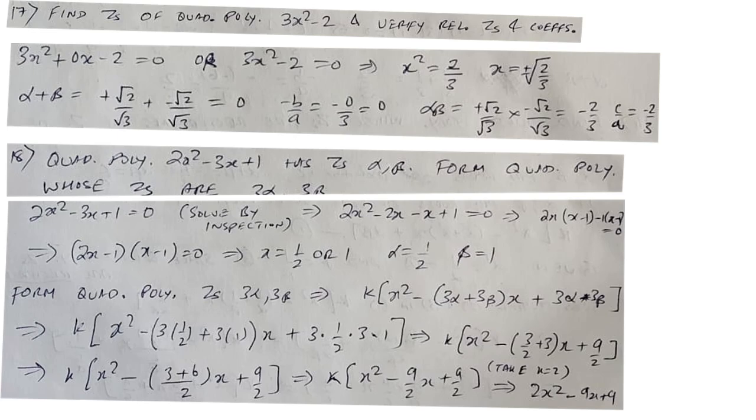k into x squared minus (3 into half plus 3 into 1) into x plus 3 multiplied by half multiplied by 3 multiplied by 1. Okay, simplifying, we get k into x squared minus (3 by 2 plus 3) into x plus 9 by 2. Okay, and taking the LCM for 3 by 2 and 3, we'll get 2 as the LCM. So (3 plus 6) by 2 into x plus 9 by 2 we will get.